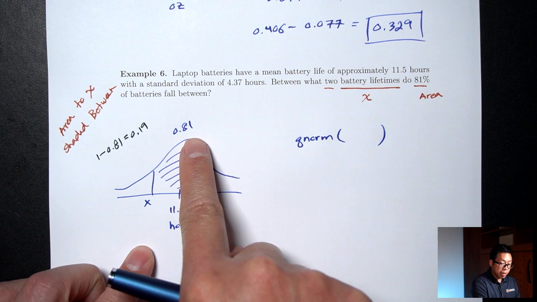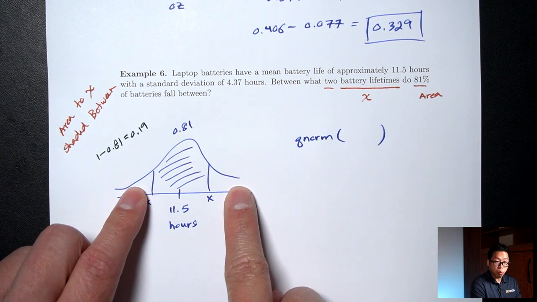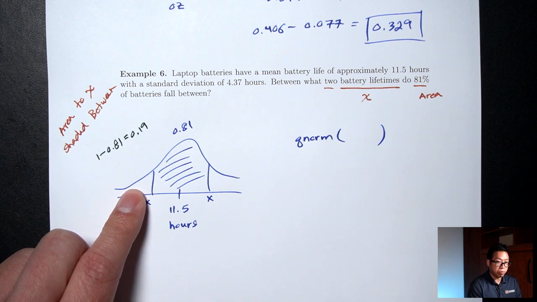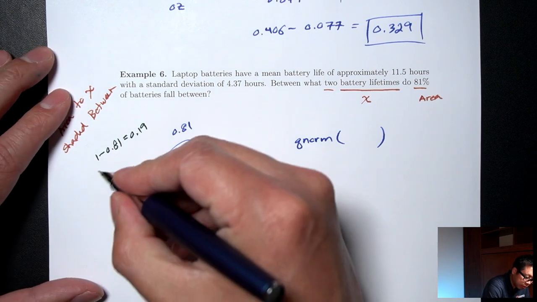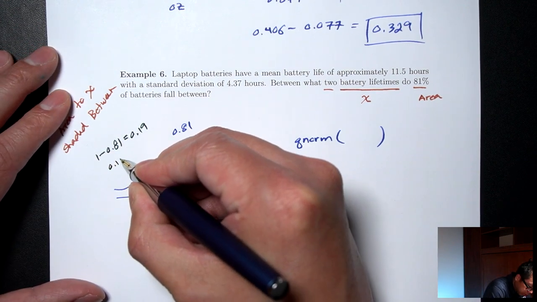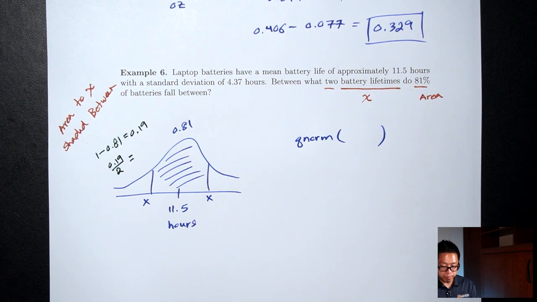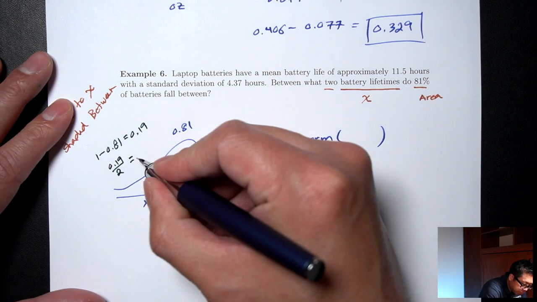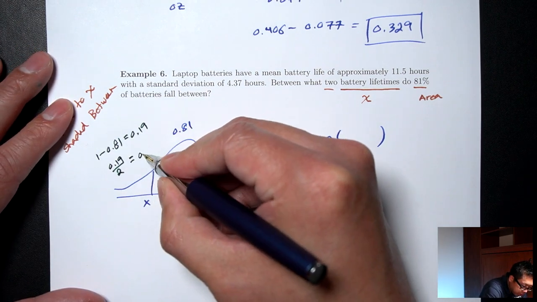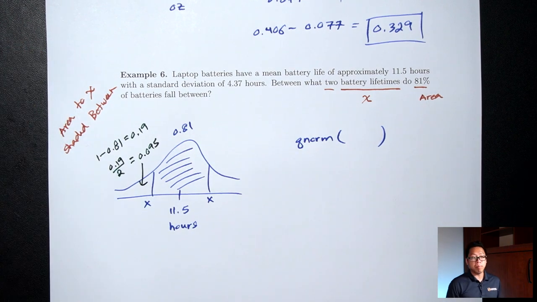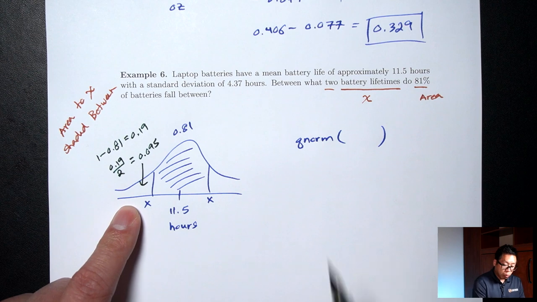0.19. Okay, 1 minus 0.81 gives me the white part, which is 0.19. That's both of them. I just want the left one. What do you do? Divide it by 2. Okay, so take the 0.19 divided by 2. So 0.19 over 2, 0.095. Okay, that's just this left white part, which is what I want to plug into qNorm.